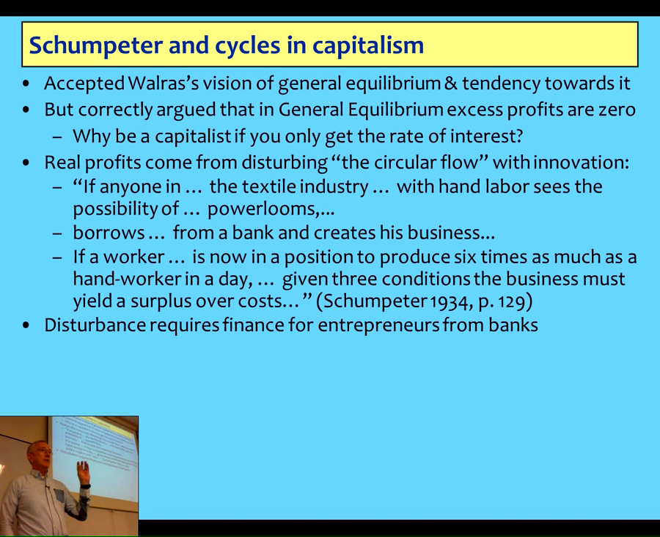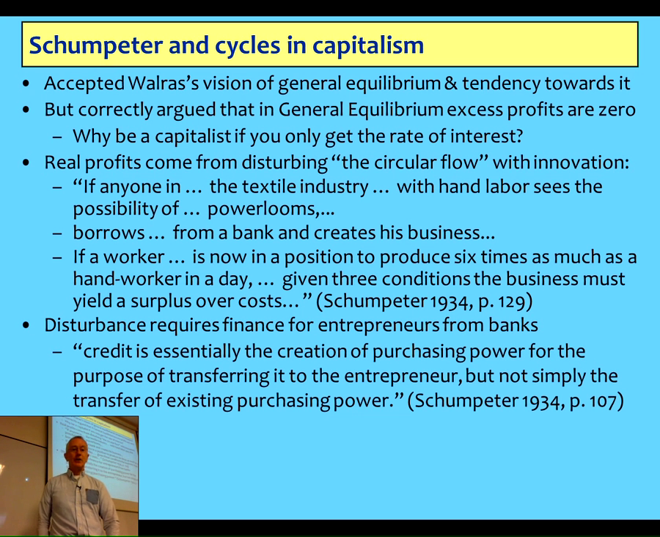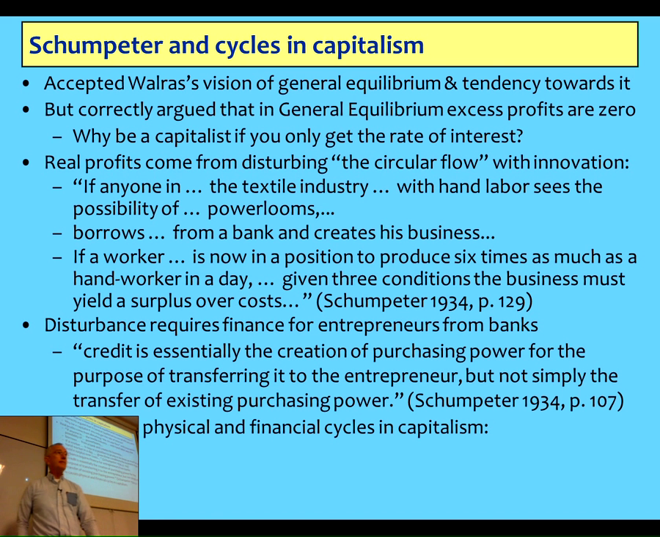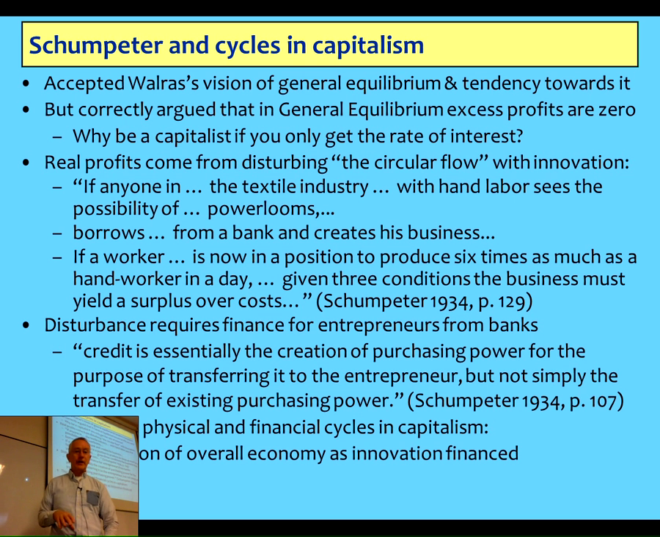And that necessarily ties banking into the disturbance in the economy. He says credit is essential. It creates the purchasing power that lets entrepreneurs bring new ideas in. So there's a positive and essential role for finance turning up in Schumpeter here. And given this combination between entrepreneurship, disturbing the stability of production by innovation, and finance, you get physical and financial cycles.